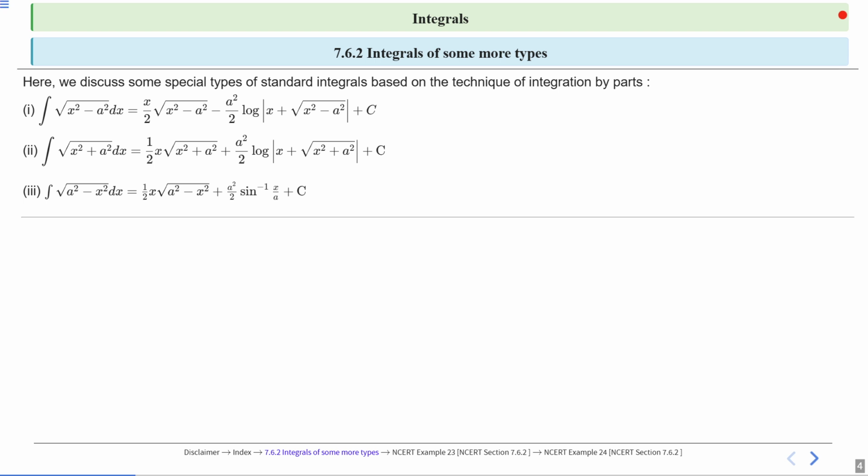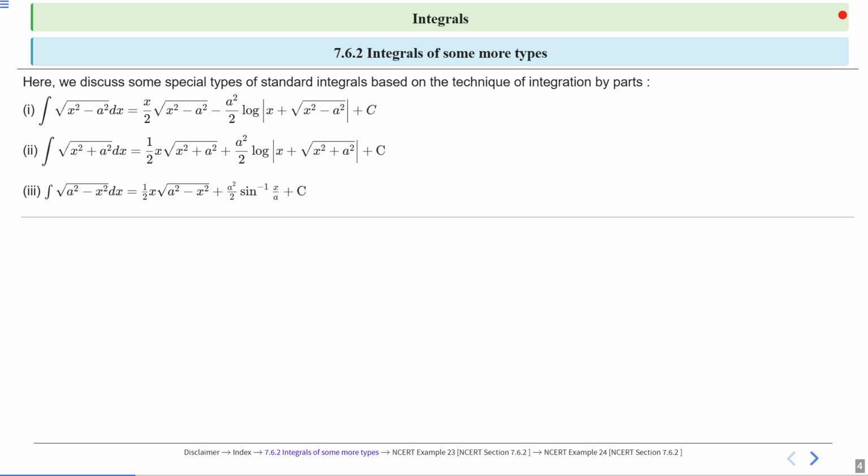We can remember this formula by using the concept of differentiation of sine inverse. When we differentiate sine inverse x, we get 1 by root under 1 minus x square. So in place of 1 we take a. So when we integrate root under a square minus x square, there must be a term involving sine inverse. That's how we can recall the formula of the third one. Or we can remember it by this trick.